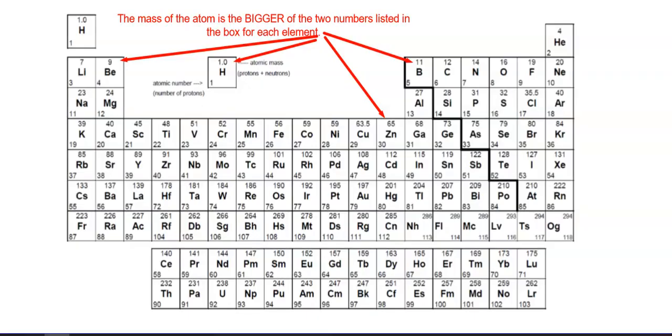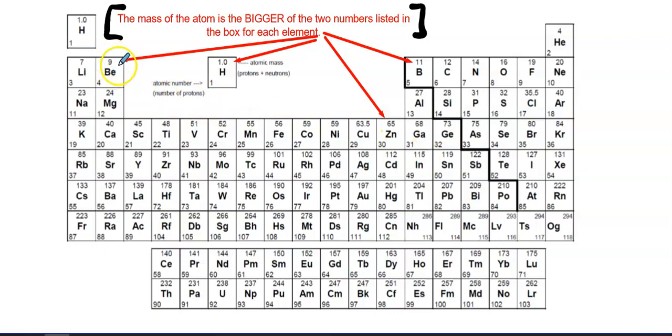So the first thing you need to know is how to use your periodic table. There's the one on the wall, and there's this one here, the one that's printed for you. For the mass of an atom, or a compound when we add all the masses, we look at the larger of the two numbers in the box on the periodic table.